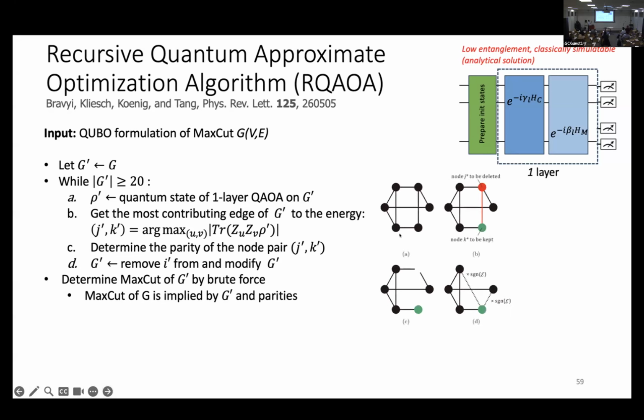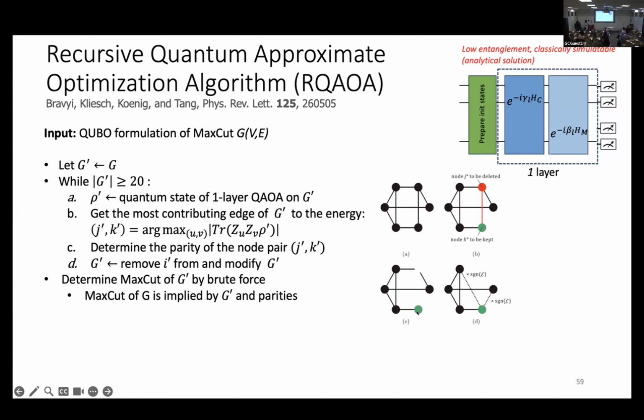So the idea is like this: this is the original graph. For example, the red and the green one is the most contributing edge, the one whose parity you want to get. If you decide to remove the red one, then all the other nodes connected to the red one will be rewritten to the green one. Because if, let's say, red and green are on the same parity, like parity is 1, they have the same labels. So the max cut of the other values will depend on the green value, and vice versa.